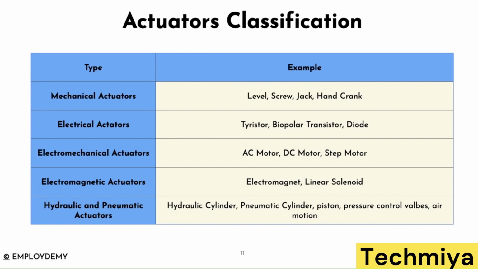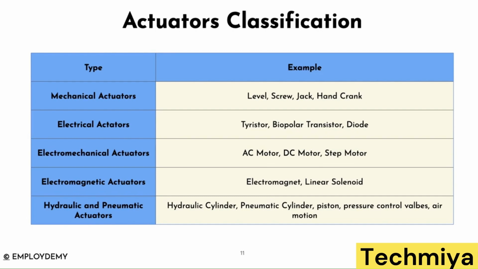Electrical actuators, you have like bipolar transistor, diode, capacitor. These things are known as actuators. Now electromechanical, your AC motor, DC motor, stepper motor, the servo motor that we use, these are known as electromagnetic actuators. As the word suggests, there is magnetic in this.